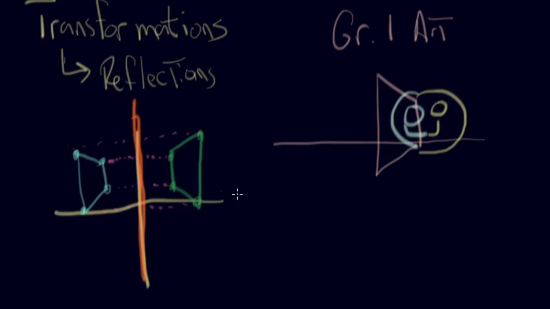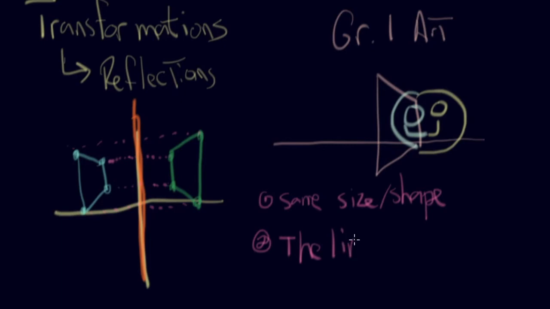So the big thing is, when we're reflecting, you get the same size and shape. Therefore, the images are congruent. And the other thing is, the line of reflection is really important. You're going to be asked to reflect things across different types of lines, so you need to make sure you know which one it is.